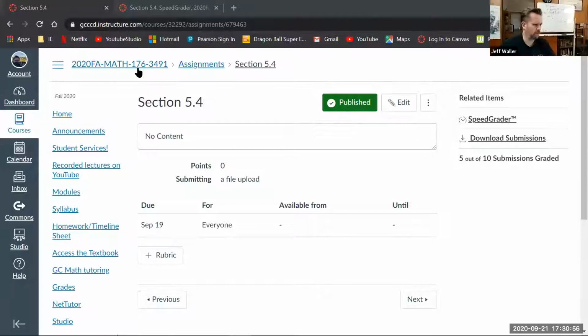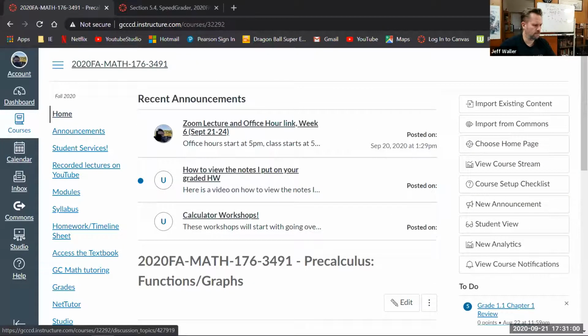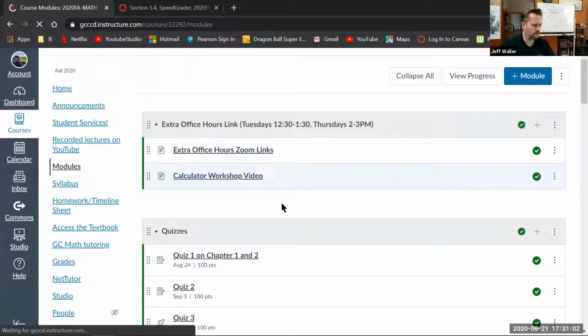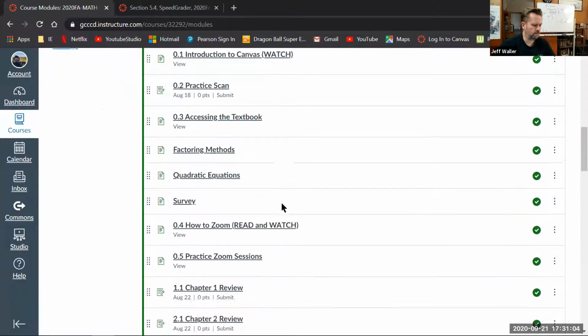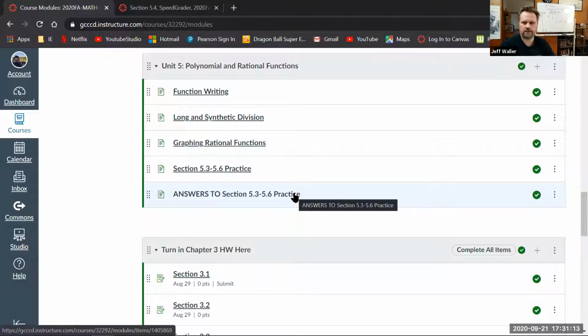So go into Canvas and you go to modules and you scroll down, down, down. There, Unit 5. This is the practice sheet and this is the answers to the practice sheet. It's crazy. And it was done early on Saturday, which was a bad idea.